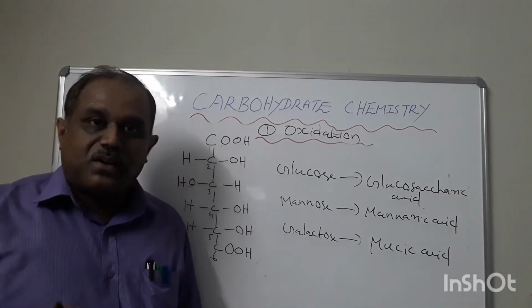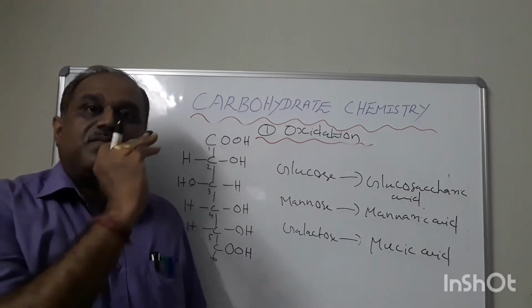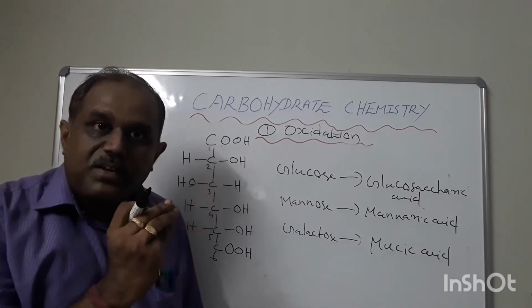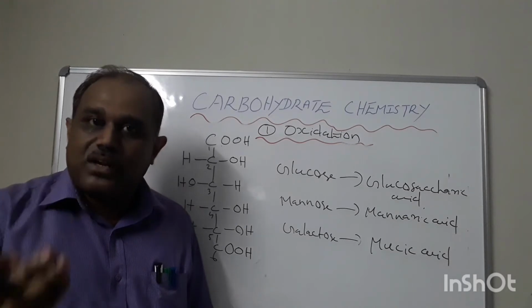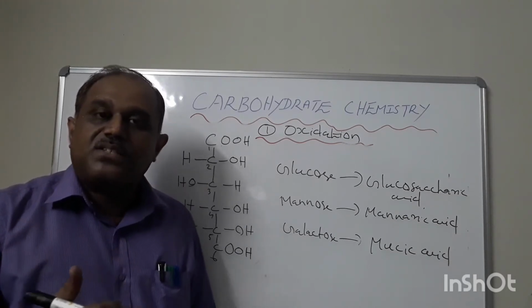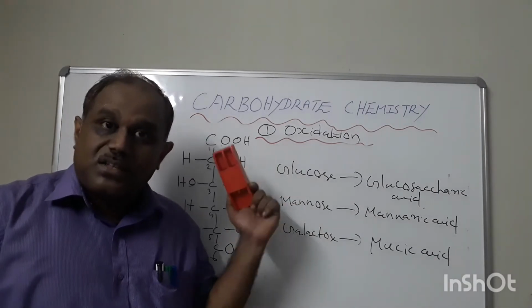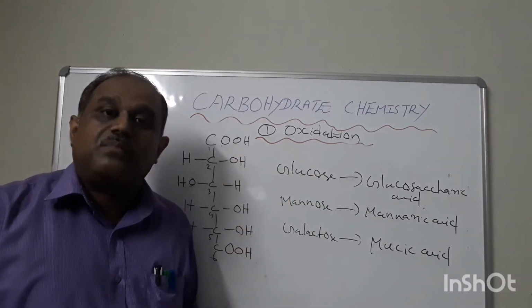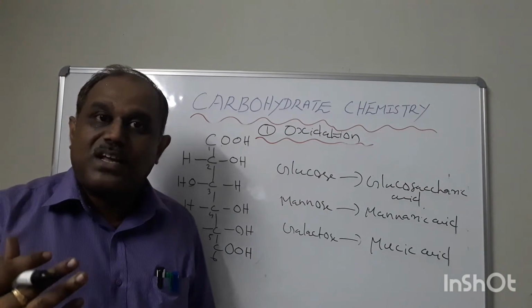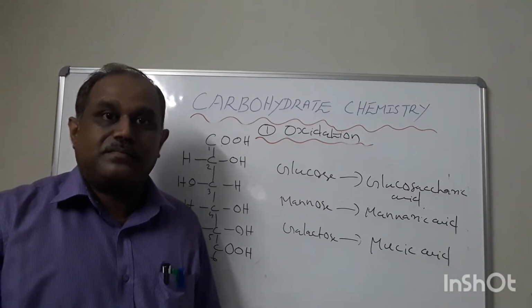So hope you understood about oxidation. If the first carbon, that is the functional group, is oxidized, you get the corresponding aldonic acid. If the Nth carbon is oxidized, you get the corresponding uronic acid. If both the functional carbon and the Nth carbon are oxidized, you get the corresponding saccharic acid.